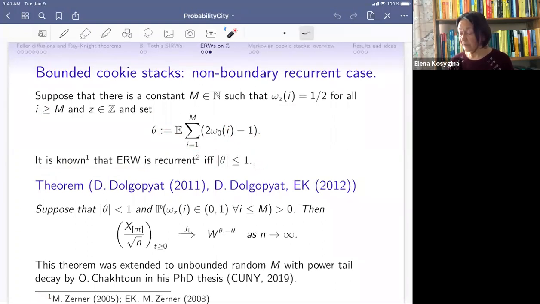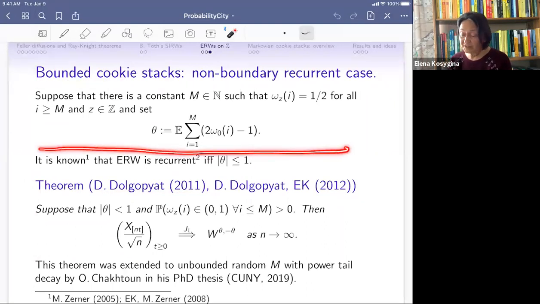And then when I gave a talk at some point about recurrence and transience at the University of Maryland, after the talk, Dima Dolgopyat said that, you know, I think that in the recurrent case, the limiting process should be Brownian motion perturbed at extrema. This is the first time I heard about Brownian motion perturbed at extrema. In the bounded cookie stacks case, you can basically sense it. It's very simple to visualize why Brownian motion perturbed at extrema is the limit.